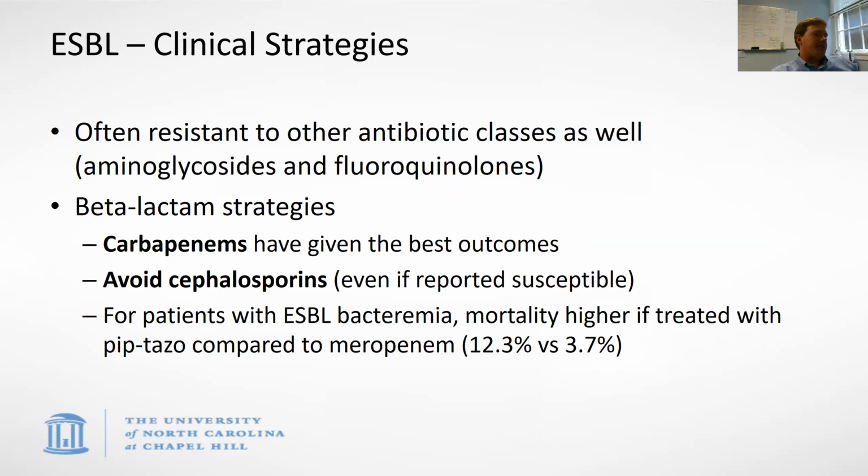In terms of management of these organisms, they do tend to be resistant to other antibiotic classes as well. By the time an organism has acquired this sort of resistance, it's often resistant to fluoroquinolones and sometimes aminoglycosides as well. Carbapenems give the best outcomes. Cephalosporins may sometimes test susceptible, but that's still a bad idea. So carbapenems are really the drug of choice.